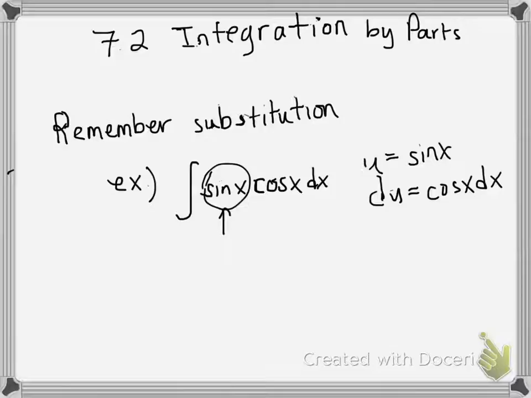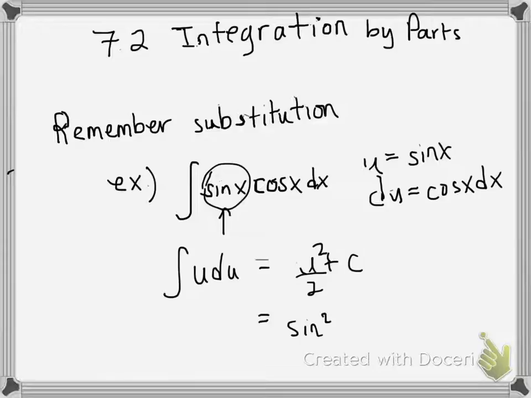So then, we will write the integral of u du, and then just integrate it like that. So that equals u squared over 2 plus c, which is just sine squared x plus c. And we were done.